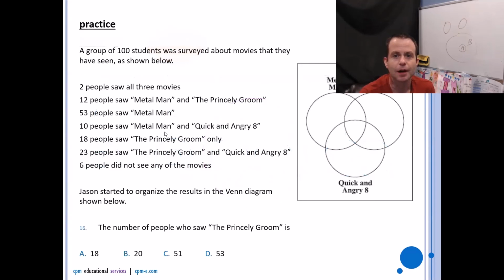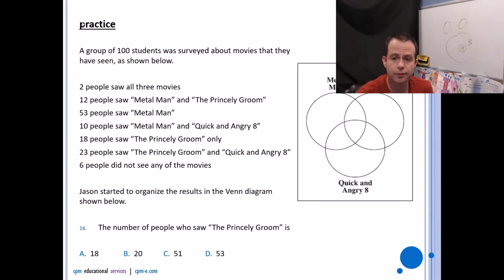Awesome. All right. Last question here, but I'm going to ask you a few questions based on this as we go through. A group of 100 students was surveyed about movies they have seen as shown below. Two people saw all three movies, 12 saw Metal Man and The Princely Groom, 53 saw Metal Man, 10 saw Metal Man and Quick and Angry 8, 18 saw The Princely Groom only, 23 saw The Princely Groom and Quick and Angry 8, and 6 did not see any.